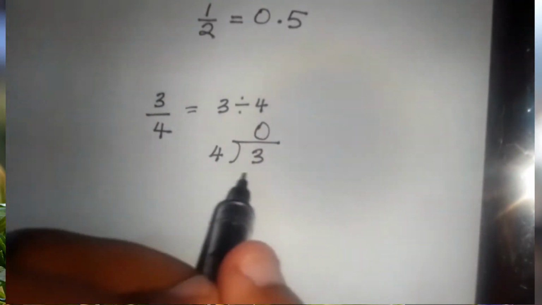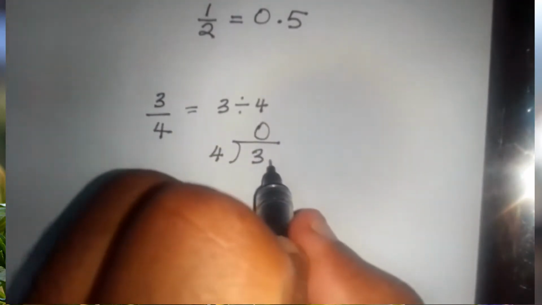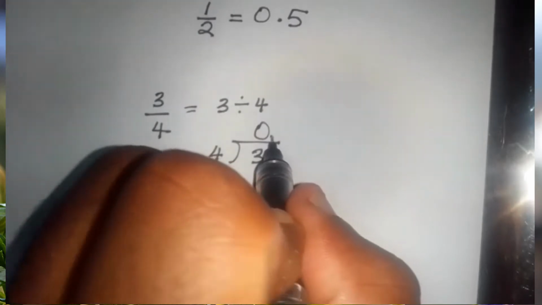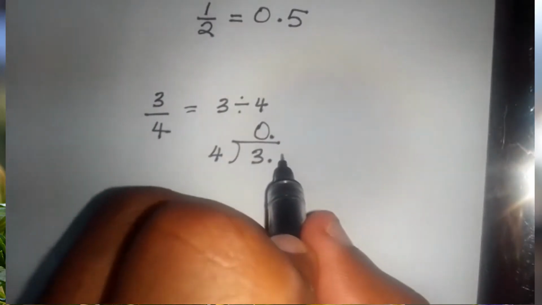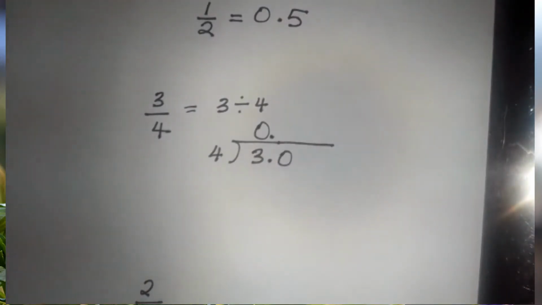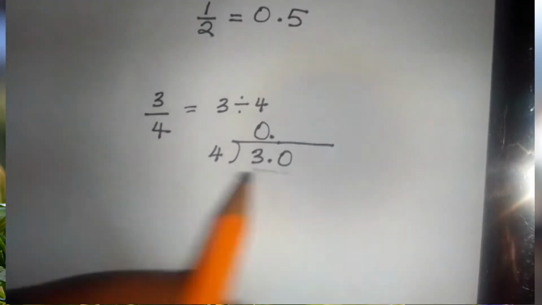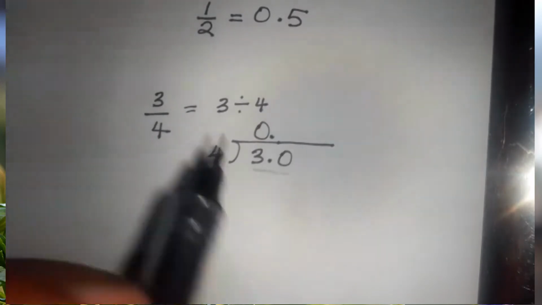I'm finished with the 3, and 3 is in the ones column, so I put a decimal to show that I'm going into the fractional part now. And then I'm going to add a placeholder 0 so that I can continue my division. Now the problem becomes 4 into 30. 4 into 30 goes how many times? Well, it goes 7 times.